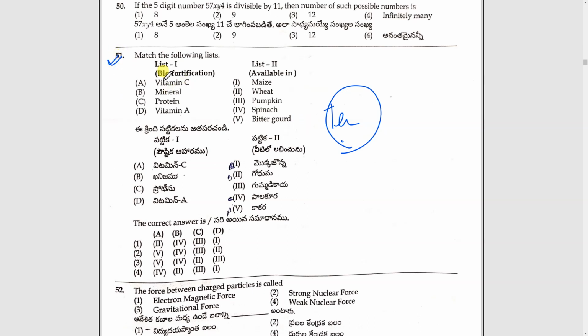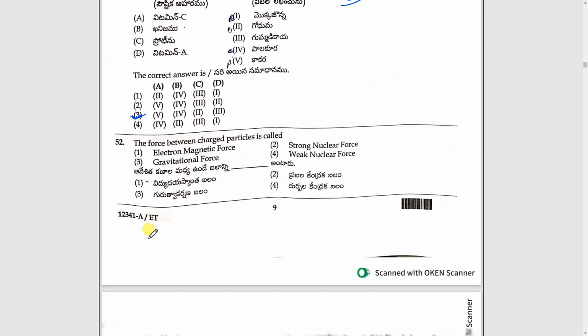The first question is, here vitamins are given and the corresponding materials we have to select. Vitamin C, minerals, protein, and vitamin A, where we find these minerals or vitamins. So the correct answer is this match. I am just saying the answer so that you can check your answers.